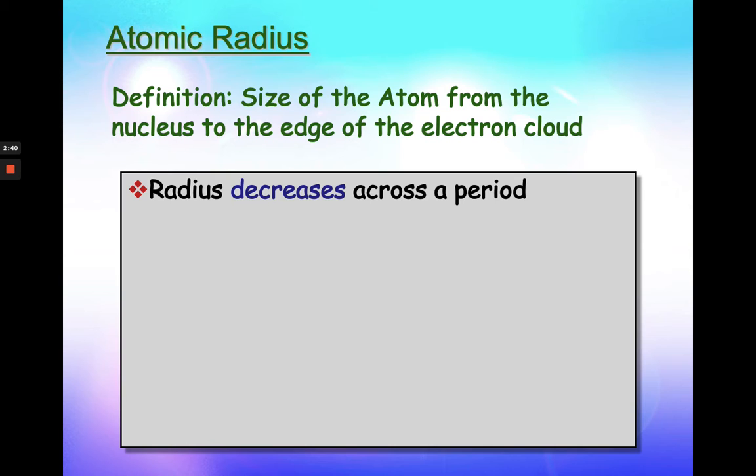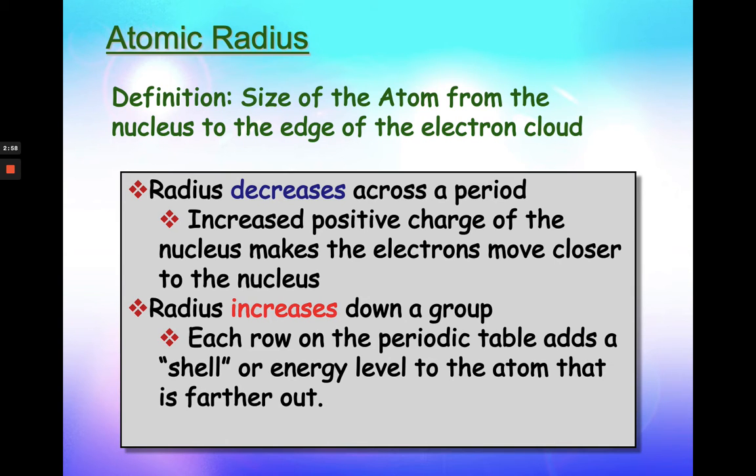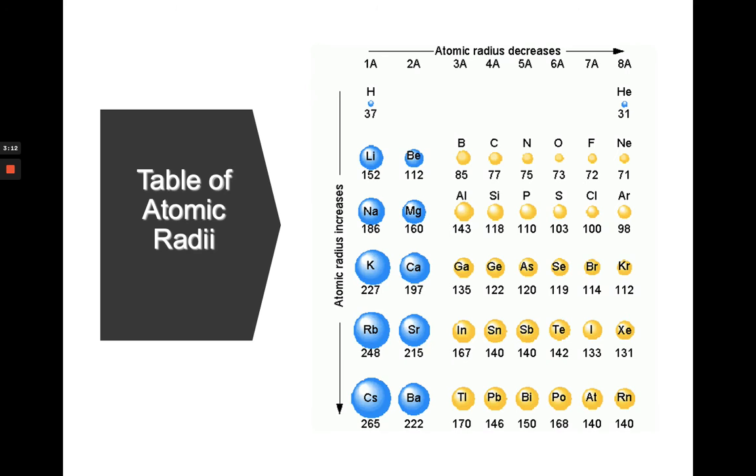Now, the trend in the radius is that radius decreases across a period. That's because there's an increased positive charge of the nucleus, which makes the electrons move closer to the nucleus. And the radius increases down a group. That's because each row on the periodic table adds a shell or energy level to the atom that is farther out. So if you've got an extra level, you're going to be farther out, you're going to be bigger. And we'll talk about that a little bit more.